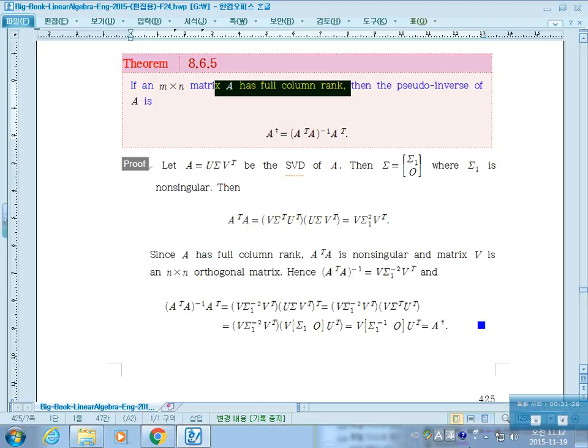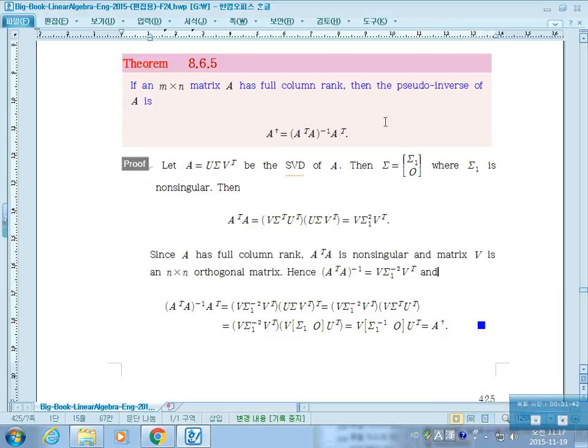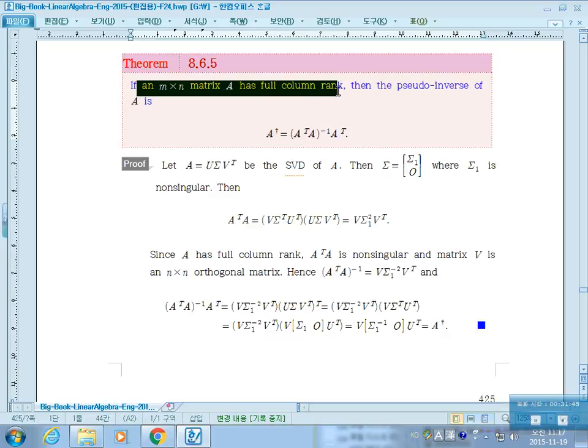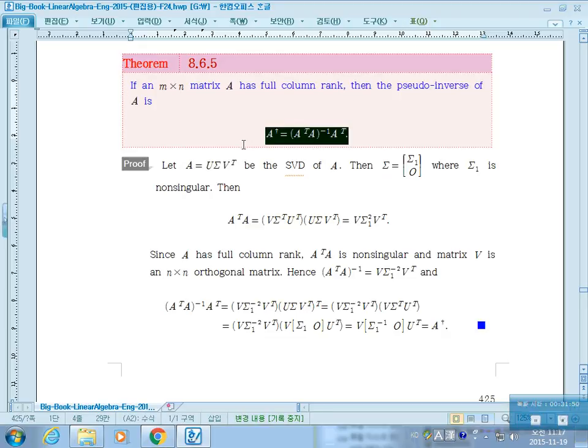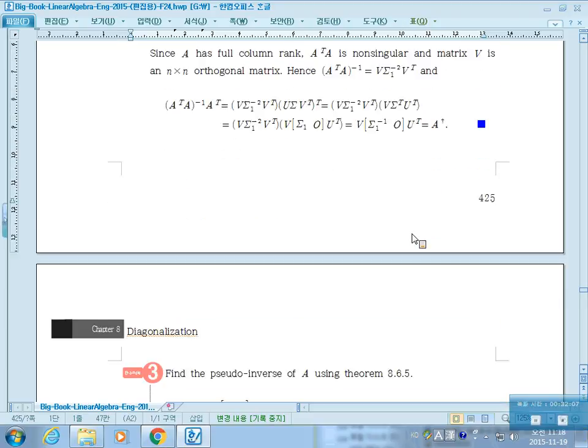So, if A has a full column rank, you don't have to find the singular values and U and V. All you have to do is just find the inverse of A transpose A and multiply it by A transpose. That's the whole idea. So now you see, if we have a matrix that has a full column rank, so all the columns are linearly independent, then we can easily find the pseudo inverse of A to solve any kind of linear system of equations. If we have a matrix that has linearly dependent columns, then we may delete those linearly dependent columns before we start.